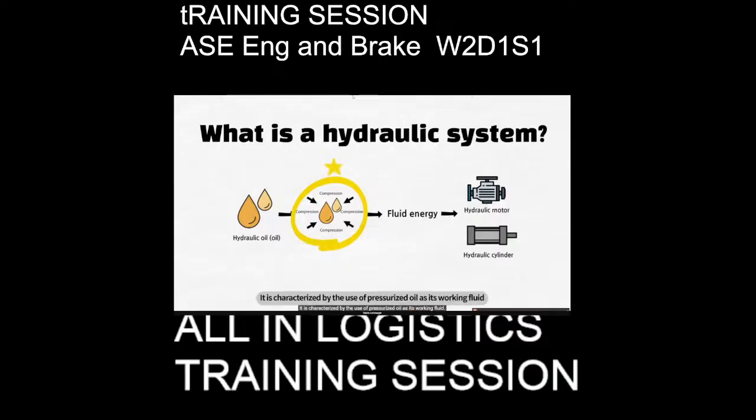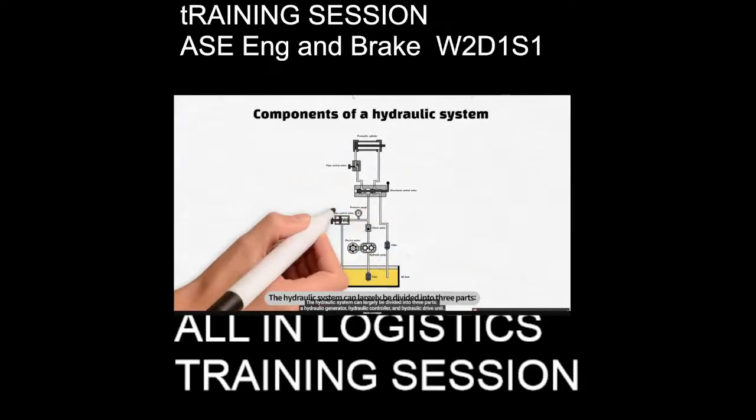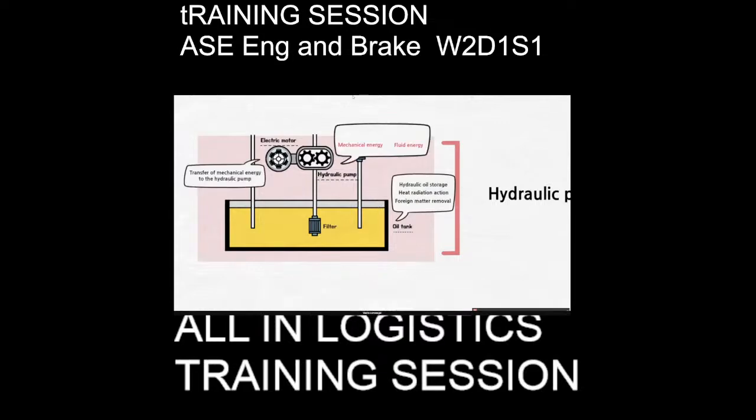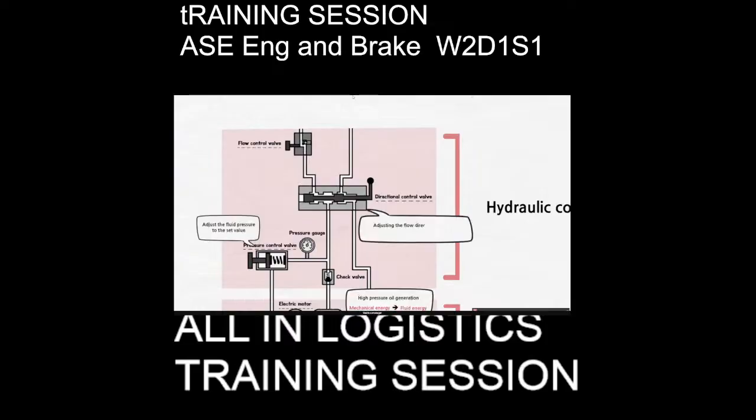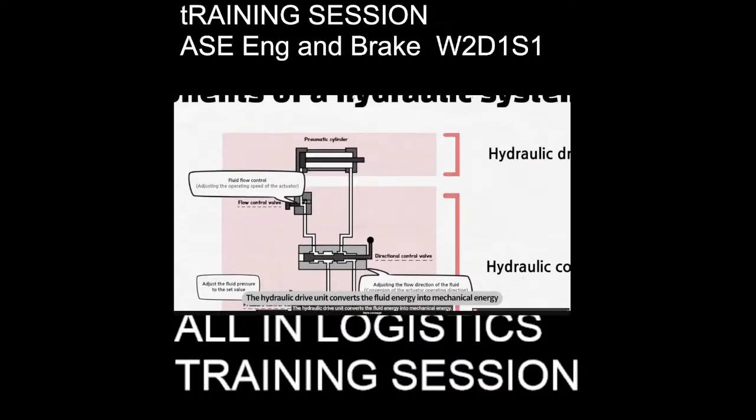It is characterized by the use of pressurized oil. Hydraulic systems can largely be divided into components, including the oil tank, where the oil is stored and air bubbles are removed, and the hydraulic controller. From the hydraulic generator come the directional control valve and flow control valve. The flow control valve regulates the flow rate supplied to the actuator to adjust the operating speed of the actuator. Last but not least, let's see the hydraulic drive unit. The hydraulic drive unit converts the fluid energy into mechanical energy.